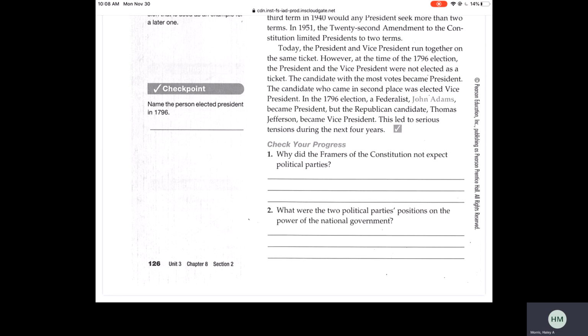And we have the section questions. Check your progress. Why did the framers of the Constitution not expect political parties? What were the two political parties' positions on power of the national government?